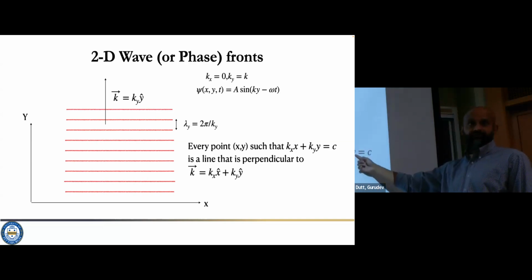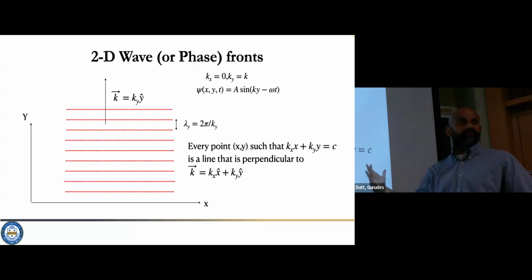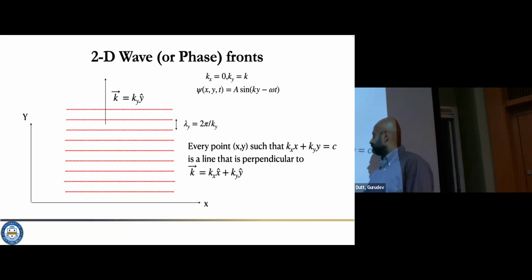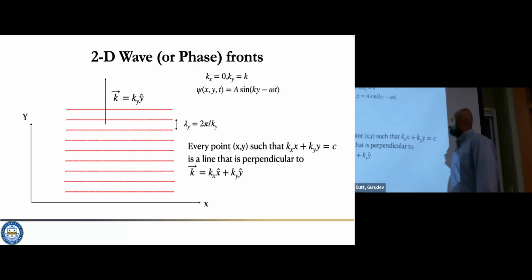And we can immediately see from this expression, kx x plus ky y equal to c, that's the equation of a line in a 2-dimensional space, right? So that is a line, and the line is perpendicular to this vector k, which is kx x hat plus ky y hat. So if we graph the vector kx x hat plus ky y hat, then there's a family of lines, basically all these lines, which are perpendicular to that vector.